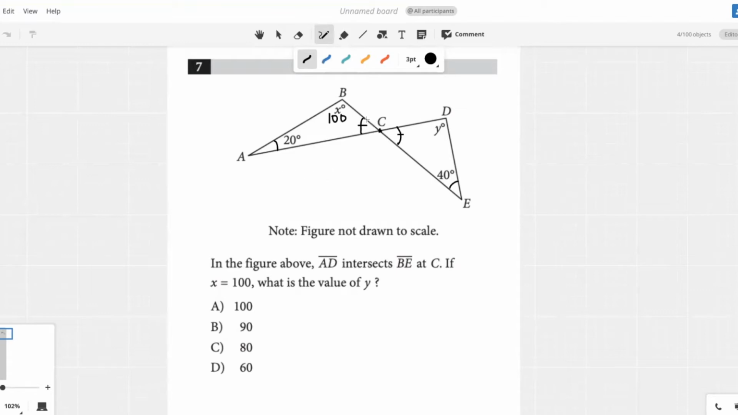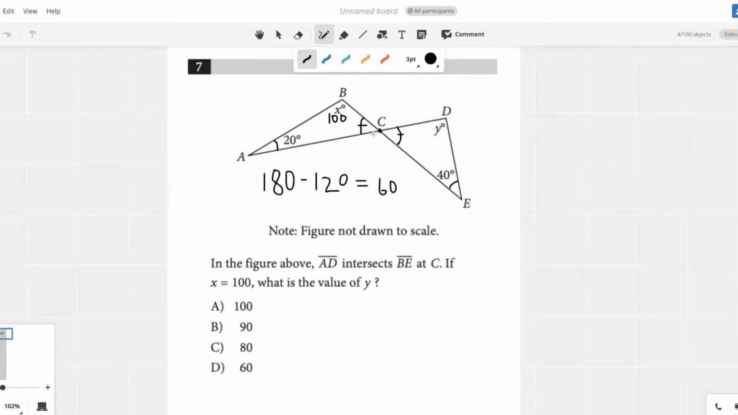So what we can do to find this angle measurement is subtract 120 from 180, because if we add 20 to 100, we get 120 degrees. So to find the angle measurement of this third angle that we need to find, just subtract 120 from 180. And that's going to give you 60 degrees. So we know that this angle equals 60 degrees.